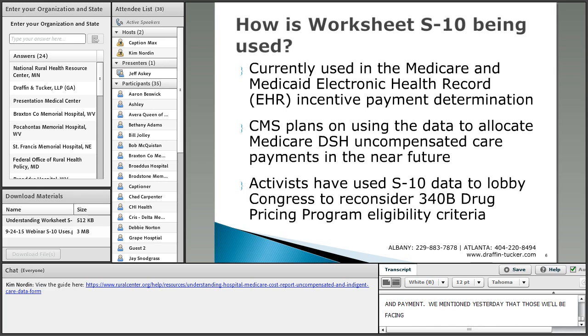And just to revisit the definition of what comprises bad debts in relation to the preparation of this form, it's primarily services provided to your uninsured population, as well as patient responsibility amounts, deductibles and co-insurance that were ultimately not paid for those that did have insurance coverage.